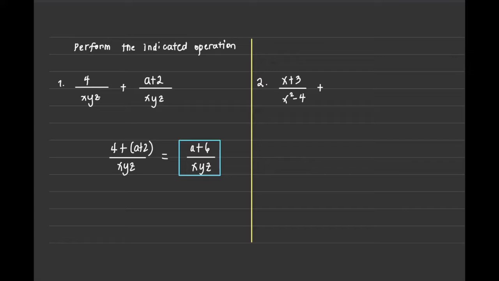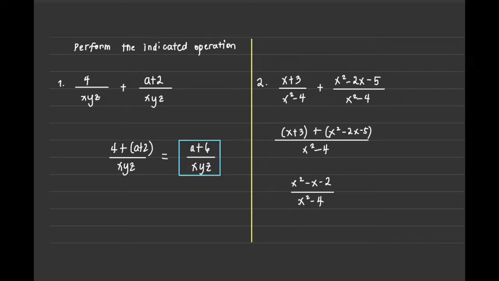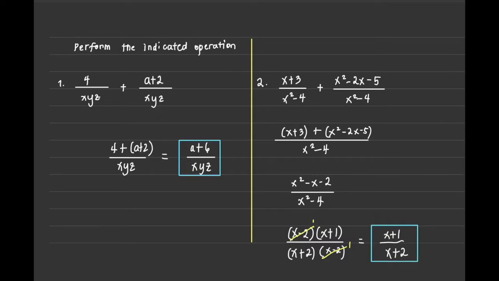Number 2. From the given similar rational expressions, we copy the denominator, which is x squared minus 4, and perform the operation on the numerators. Combining similar terms, we get the result. Now we check if the rational expression can be simplified by trying to factor out the numerator and the denominator and looking for any common factor. We get x minus 2 and x plus 1 for the numerator, while x plus 2 and x minus 2 for the denominator. We cancel out x minus 2 and we get the final answer, x plus 1 all over x plus 2.